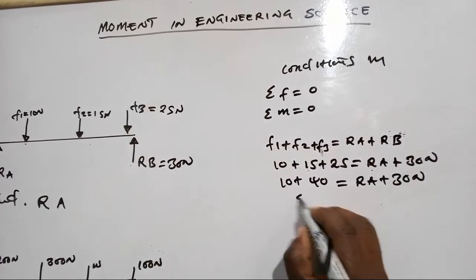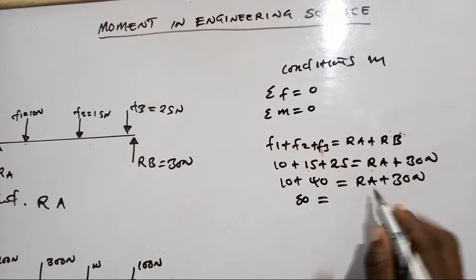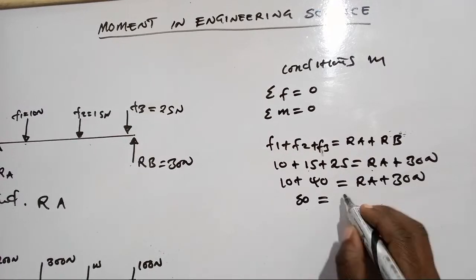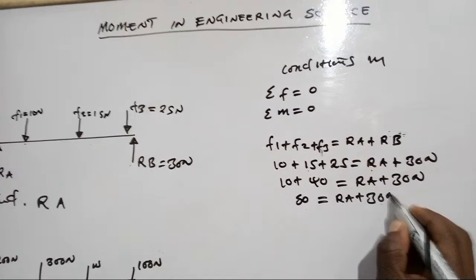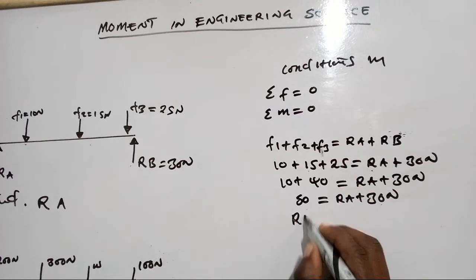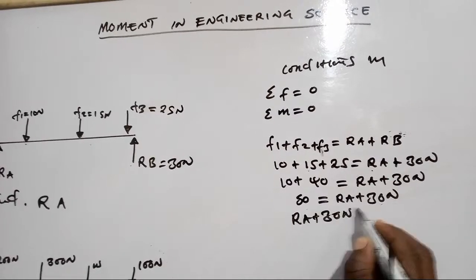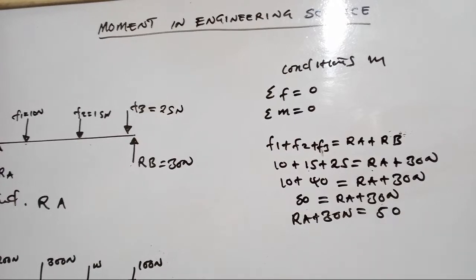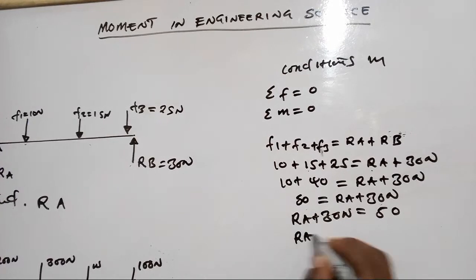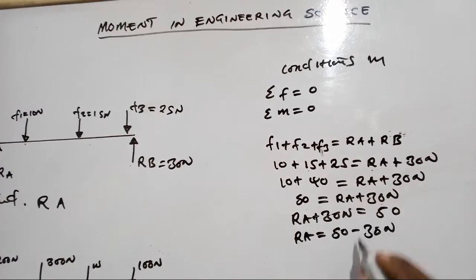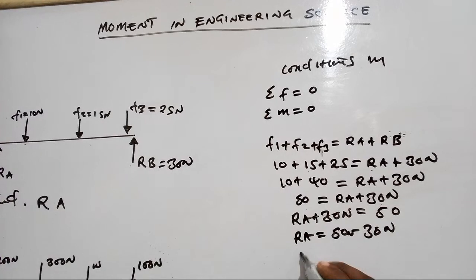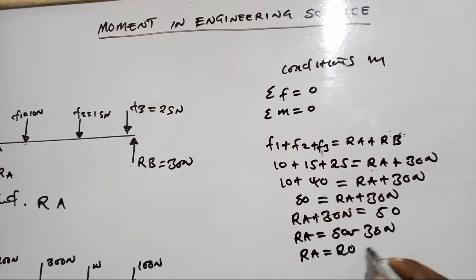10 plus 40, you are going to have 50, which should be equal to Ra plus 30 Newton. Then when you subtract 30 from both sides, you are going to have Ra equals 50 minus 30 Newton. So Ra will be equal to 50 minus 30, which is 20 Newton.